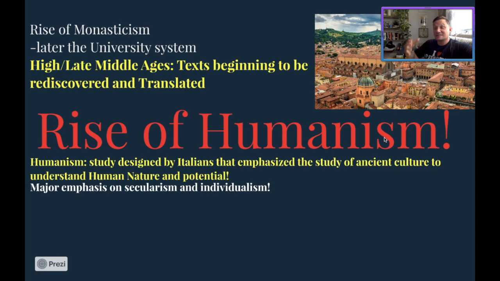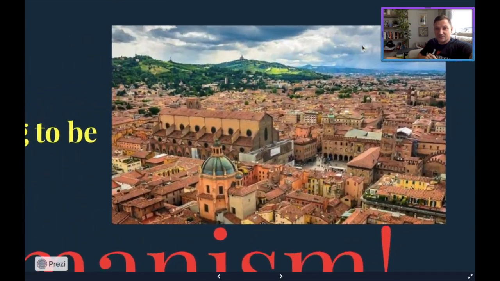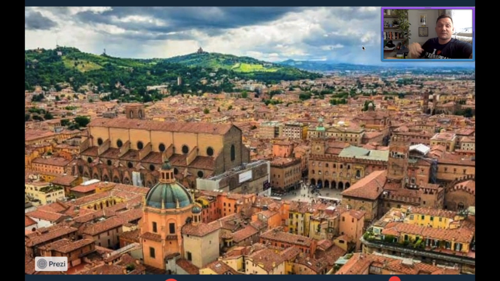And the thing about it is that humanism has a very major emphasis on two particular places. Secularism, which is understanding the world around you. Like understanding why are these bricks red? Why is the clay that makes these bricks in the city of Bologna, which is the very first university ever founded in Europe in 1066, and right now, wait, no, 1088.